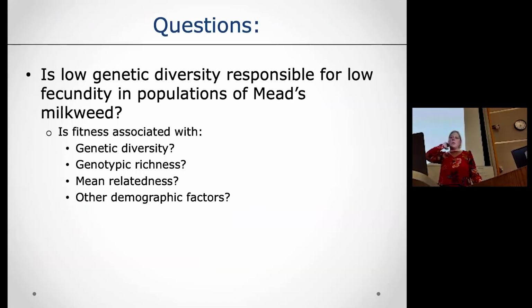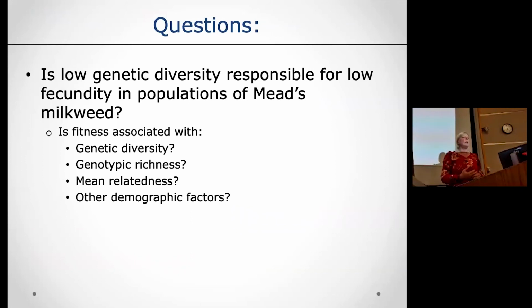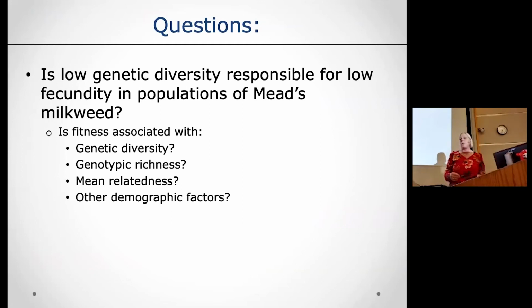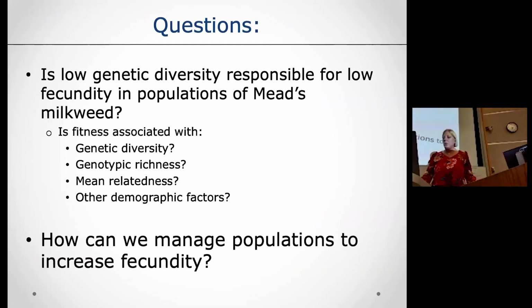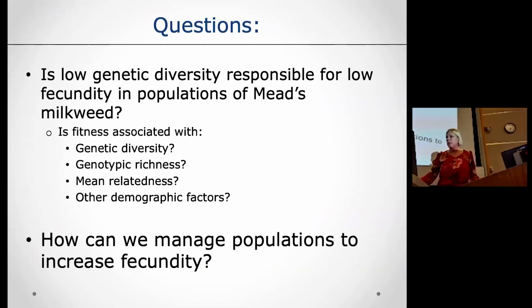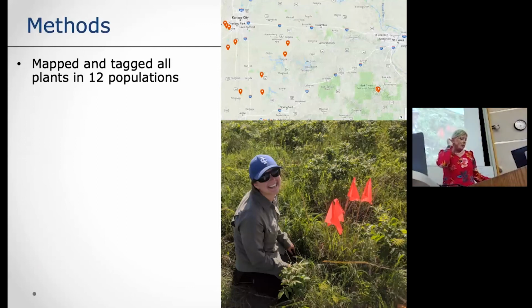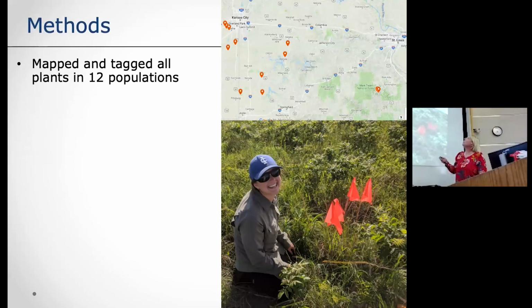So what we wanted to do was look to see if there was a relationship between low genetic diversity and low fecundity in the species. Essentially we were looking at a relationship between fitness and a bunch of genetic parameters as well as demographic parameters. And also we wanted to know how we could manage populations to increase their reproductive success. Okay, so this is a map showing our study site.